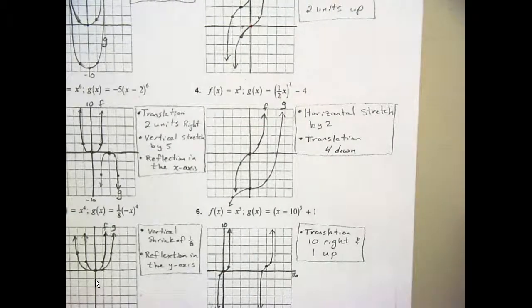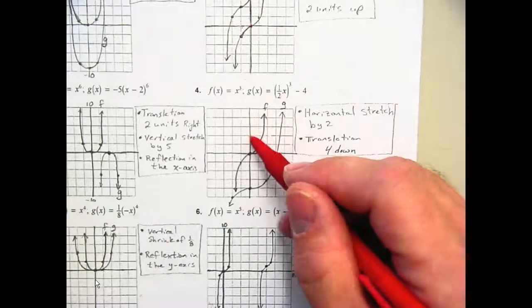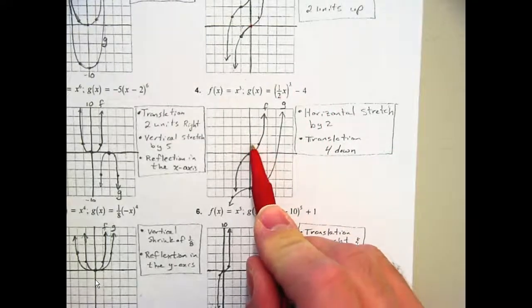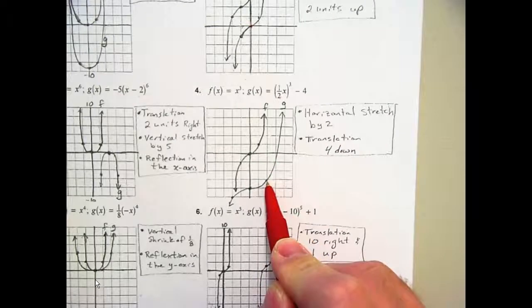Remember, if something's stretching horizontally, it's pulling away from the x or the y-axis. Okay, so what was 1 unit away is now twice that amount away. It's 2 units away.